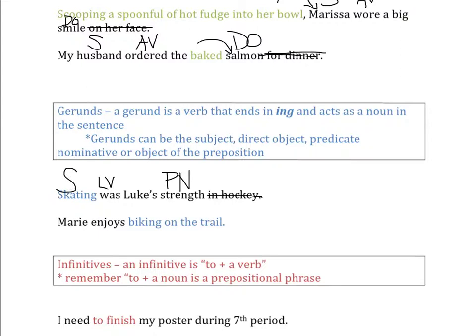You know that subjects have to be nouns or pronouns. So in this case, skating is an ing verb that acts like a noun, functioning as the subject in the sentence. Look at the second sentence.